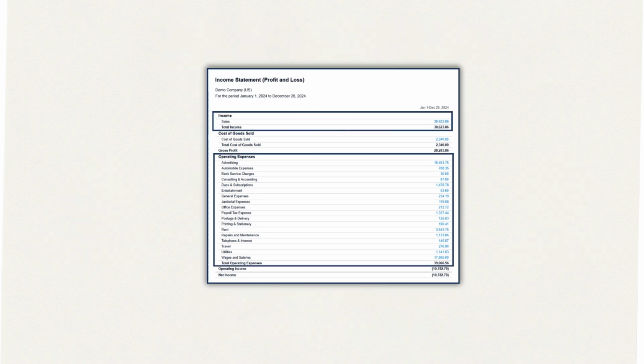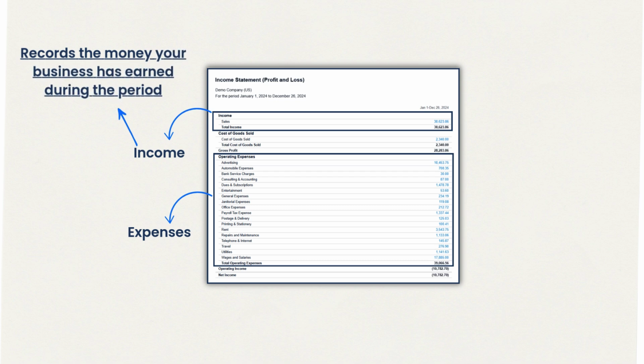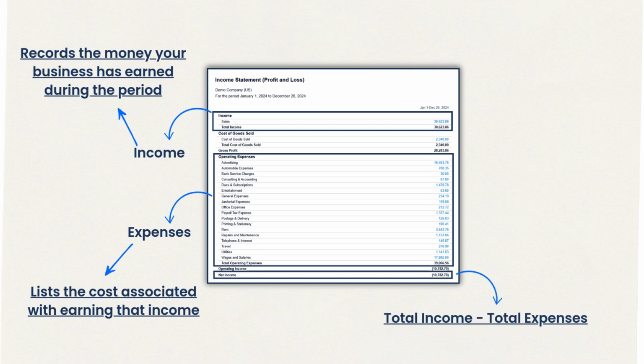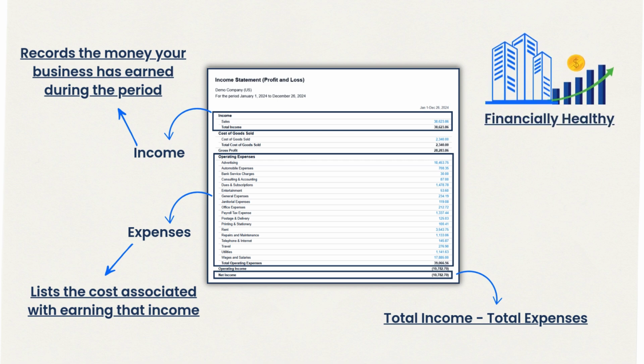The profit and loss account is structured into two main sections: income and expenses. The income section records the money your business has earned during the period, while the expenses section lists the costs associated with earning that income. The bottom line, or net profit, is determined by subtracting the total expenses from the total income. This statement is crucial because it helps you understand if your business is financially healthy, making profits, or losing money.